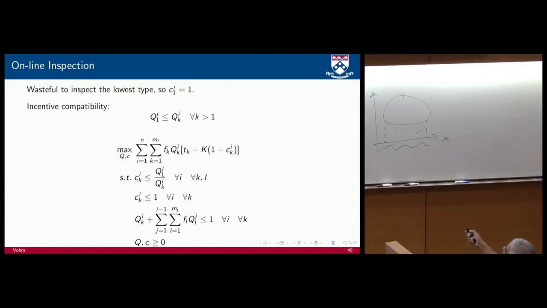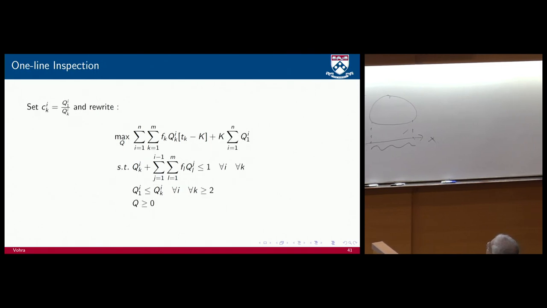Well, once again, we don't want to inspect the lowest type. Once again, I can remove a bunch of the incentive compatibility constraints, and then I can use that to eliminate the C variables. So now I have a linear program.